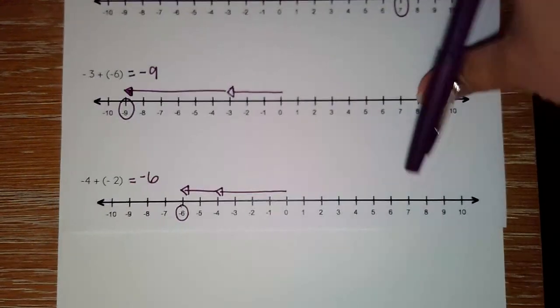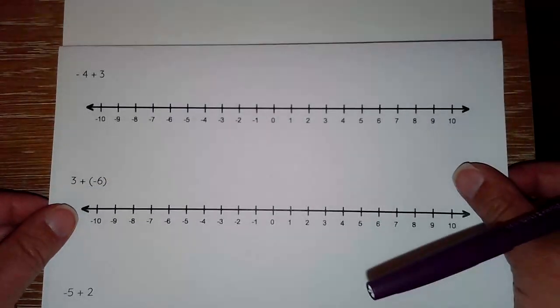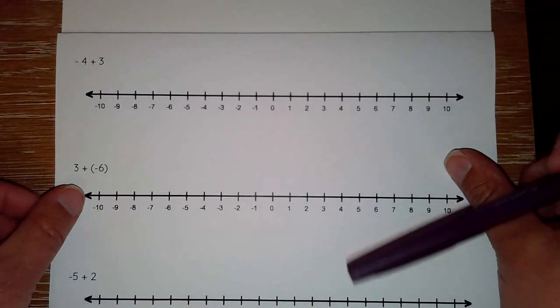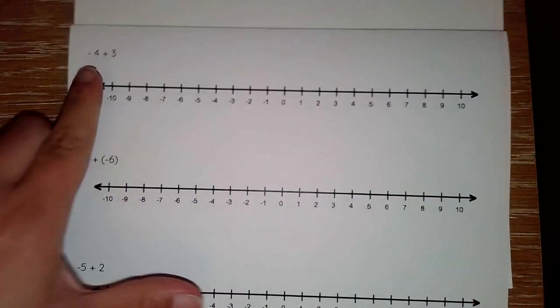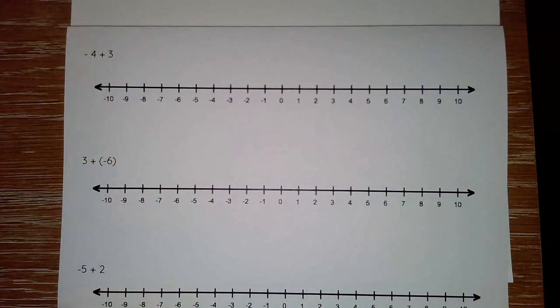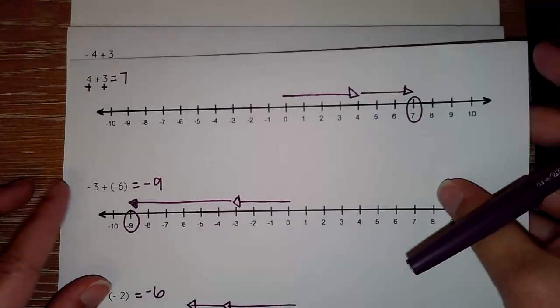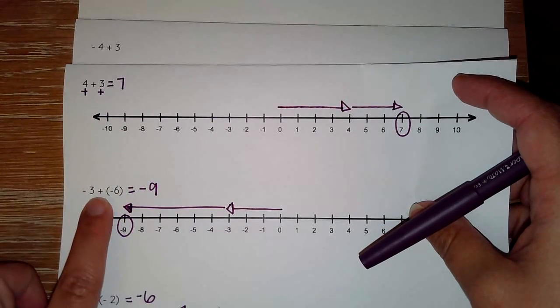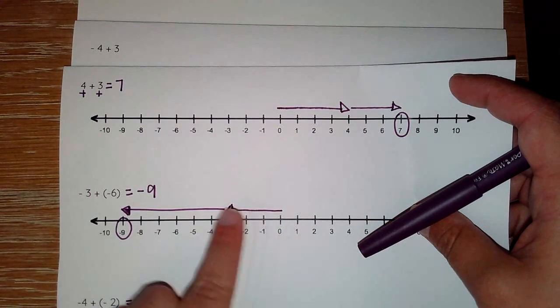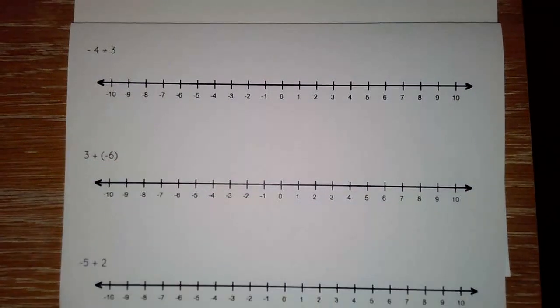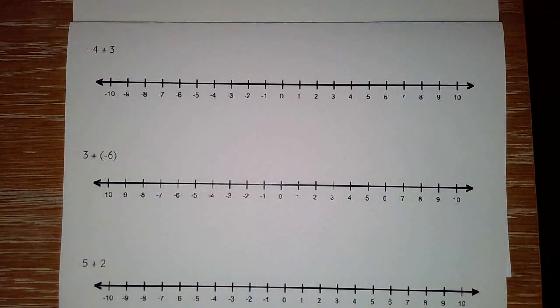Now, we had some positive examples and we had some negative examples. Now let's go ahead and try some mixed examples. Here we have negative 4 plus 3. Now we are doing the same thing we did before, but we are going to switch directions. When we had the same 2 positives or 2 negatives, we moved in the same directions. Now we're going to have to switch.